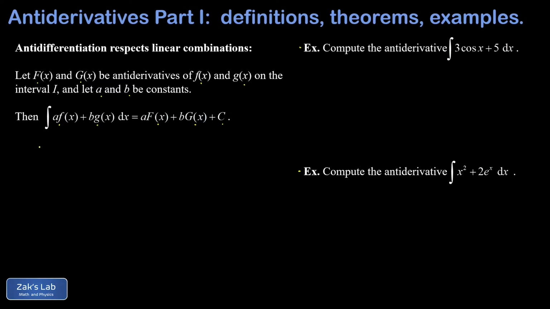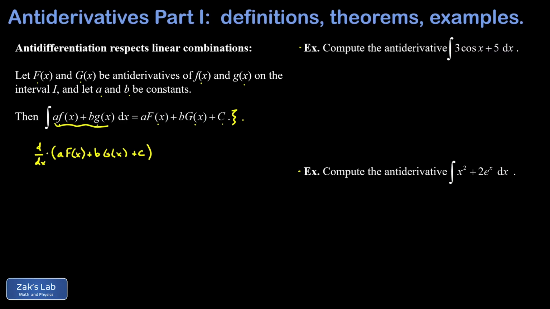So to prove this fact, we just have to take the derivative of the thing on the right-hand side and show that it works. And I'll go ahead and throw the plus c in here, even though I know that piece is going to differentiate to 0. And so all we have to do to show that this expression is the antiderivative of a f of x plus b g of x is take the derivative of it and show that it results in the original function, a little f plus b little g.